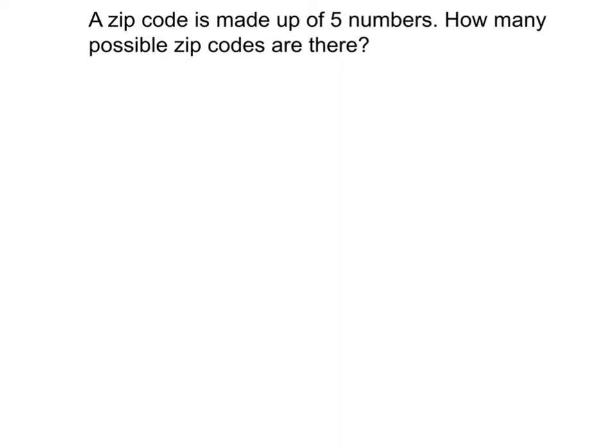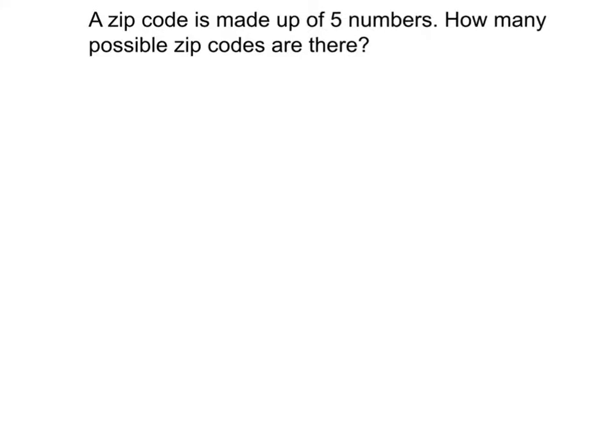So this example reads, a zip code is made up of 5 numbers. How many possible zip codes are there? I'm going to approach this problem using the task method. And typically when you see counting problems that involve zip codes or social security numbers or some series of letters and numbers, the task method is the best way to do this.